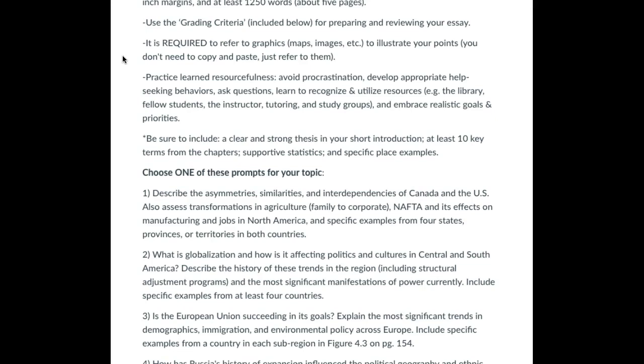Help-seeking behaviors, asking myself or your fellow students questions. Also the resources in the library or fellow students, instructor tutoring and study groups. These are all tips for the course in general. I took this from our syllabus. And importantly here, embrace realistic goals and priorities. So you know what amount of time you have left, and so work accordingly.